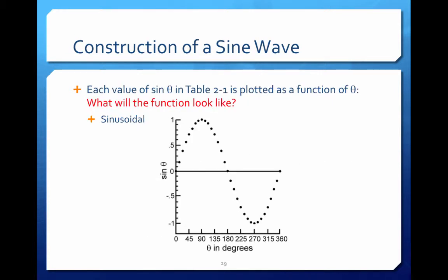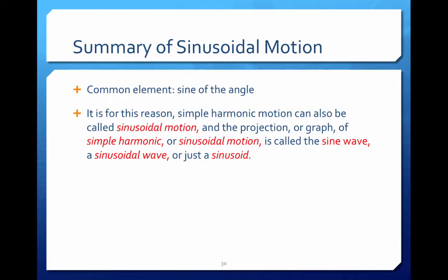If you were to plot all of the sines in the previous slide, what would happen? What does this look like? A sinusoidal waveform. So again, we have uniform circular motion or sinusoidal motion and simple harmonic motion, all representing the same thing. The common element in this example was the sine of the angle.